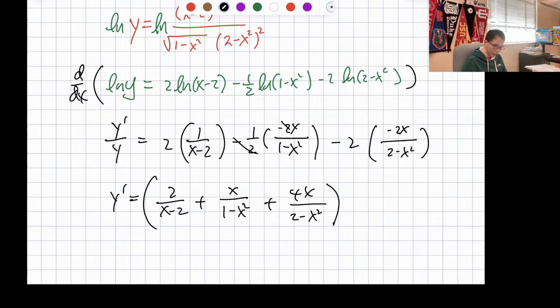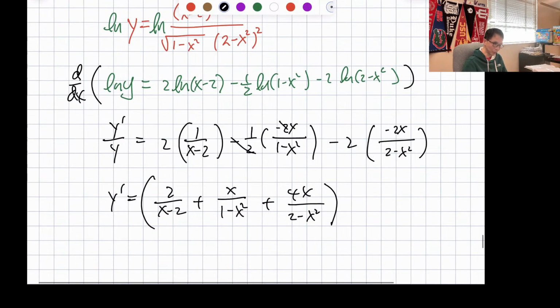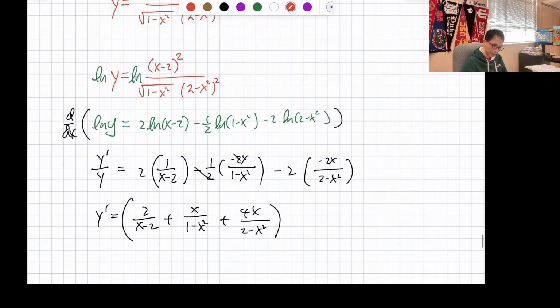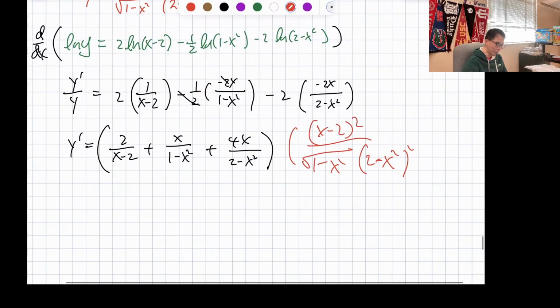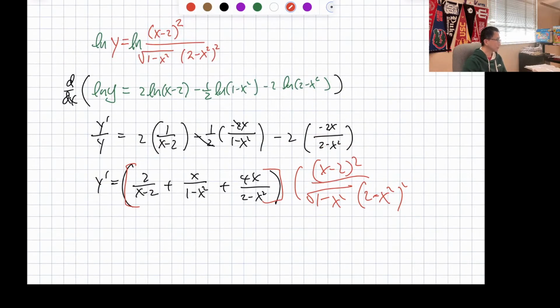Now times the whole thing by the y. Well, what is the y? (x minus 2) squared over the square root of 1 minus x squared times (2 minus x squared) squared. Now the problem is this should be a parenthesis, because some people forget the parenthesis. That's actually wrong, because you cannot just multiply the last term by it. You have to have the whole thing times that. So that's why you need the expansions.